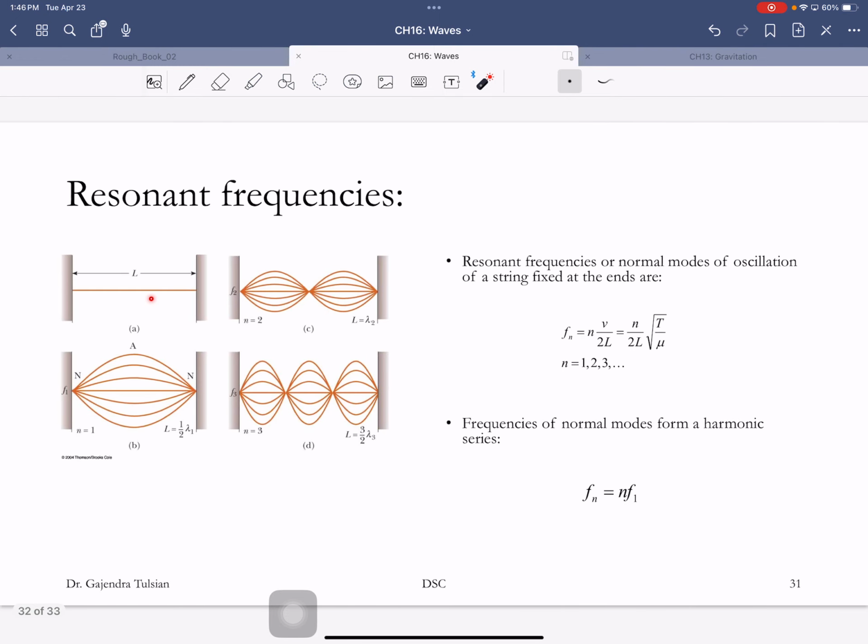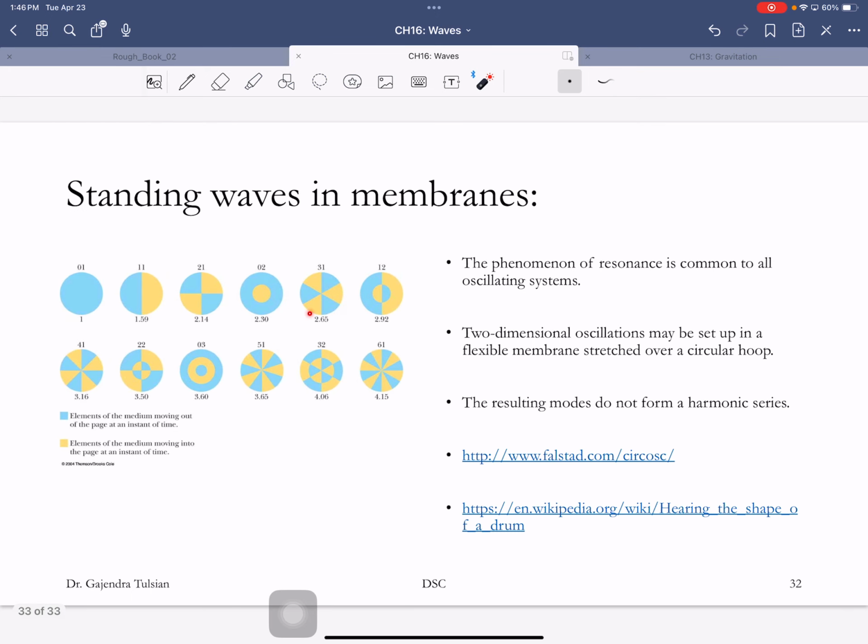All right, so for stringed instruments, frequencies of the normal modes form a harmonic series. That is, they form integer multiples of the smallest frequency, the fundamental frequency. For a drum head, you see the frequencies do not form a harmonic sequence. Here's the lowest frequency. The next one is 1.59 times the lowest frequency, then 2.14. So a drum head vibrates differently.